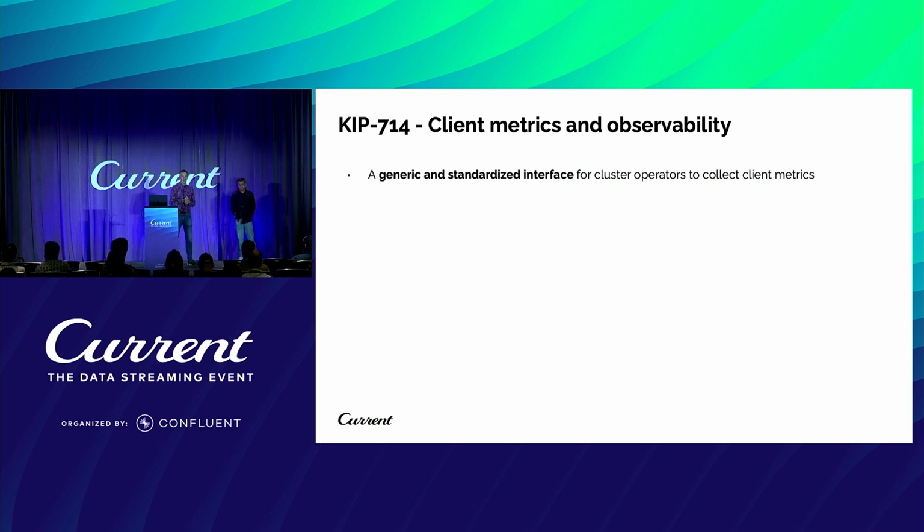It gives you a generic and standardized interface for collecting client metrics. So what that means is it's a slightly unusual KIP in that it allows extensibility beyond Kafka itself. Okay? So it tells you how you could collect metrics from other systems, such as, for example, libRdKafka. So this is actually a framework for doing cross-platform metrics correlation on the brokers, not just Java client metrics, and that's quite important.